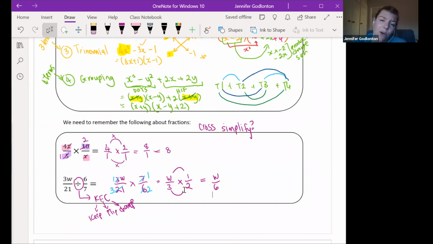So for the last one, all we did was we saw that we had a divide sign. When we have a divide sign, we want to keep the first fraction. So we're going to keep the 3W over 21. We're going to change the sign, from a divide to a times. And we're going to flip the second fraction. So it was 6 over 7, we're going to flip it to being 7 over 6. Then the blue lines that you're seeing, that's our cross simplification. So we're saying what can go into those different terms. We write what we land up getting, and then we just multiply the two tops and the two bottoms.